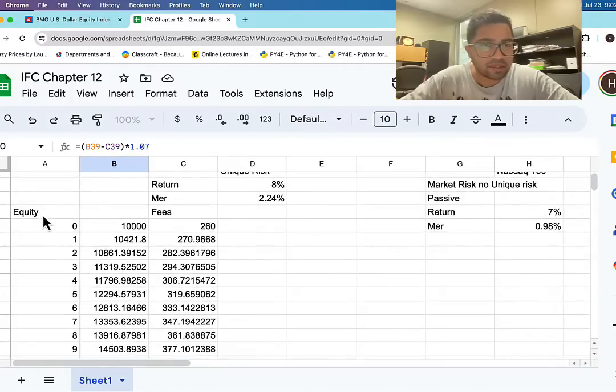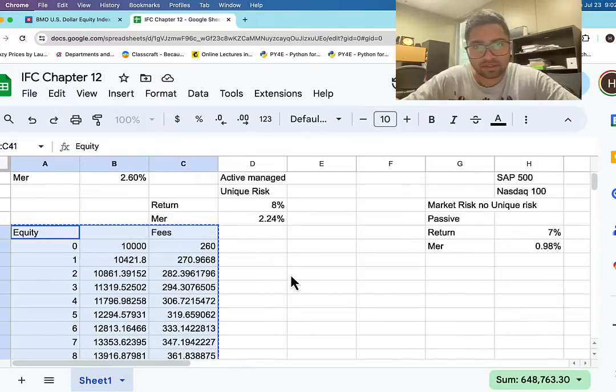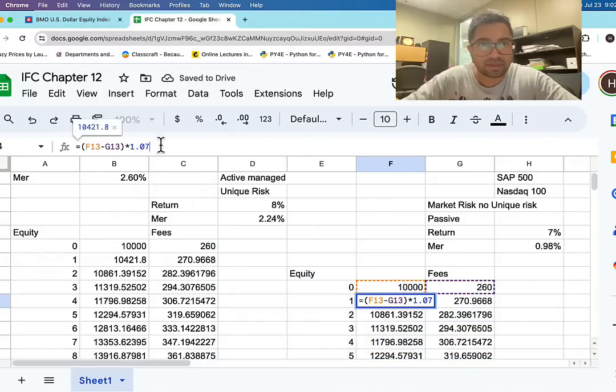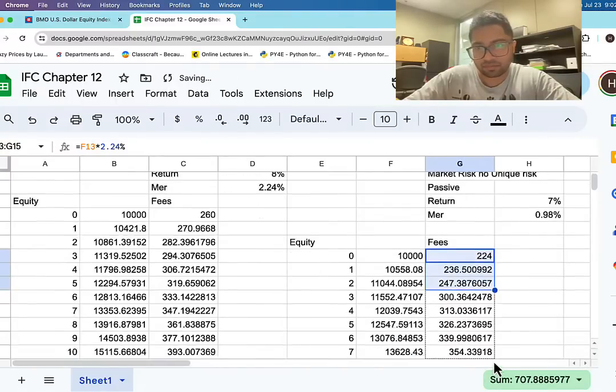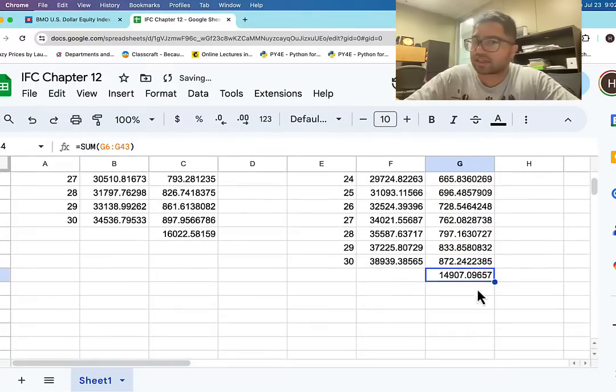Now, what happens if you invest in an equity growth fund? So let's do that. Same calculation, except the returns are different now. The returns in equity growth funds were a little higher. The MER that we saw was also a little lower. It was 2.24%. So total fee is a little lower.